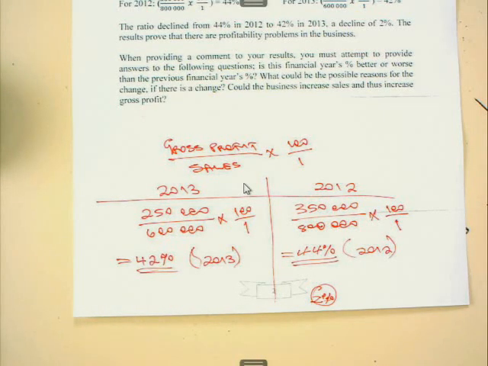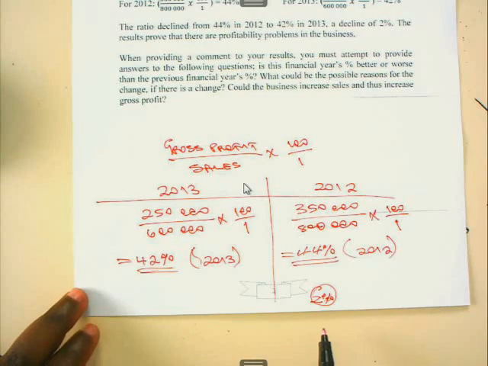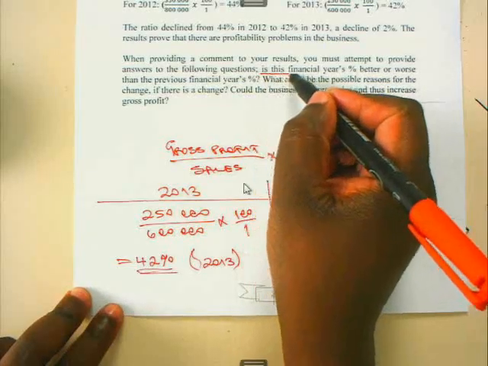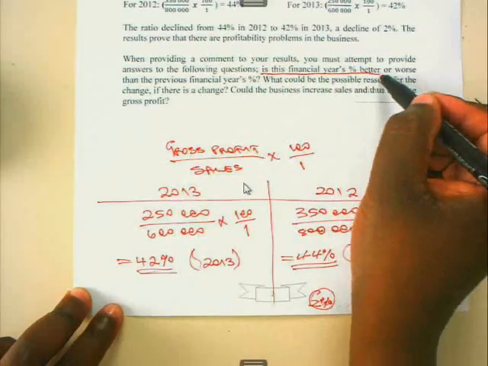When providing a comment on the results of the gross profit on sales, you must attempt to provide answers to the following questions. Is this financial year's result better or worse than the previous year? You must provide the answers to the questions that I posed there.